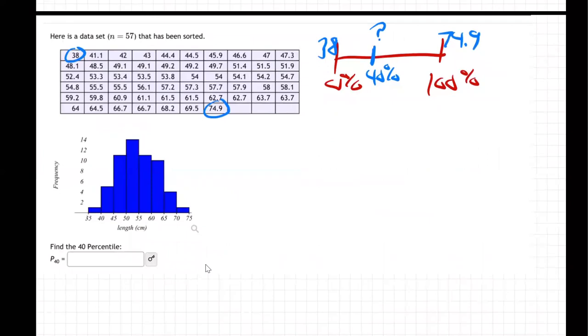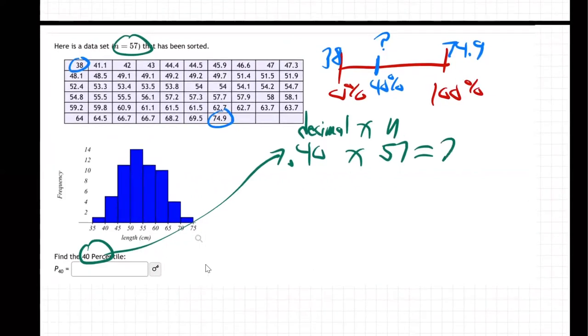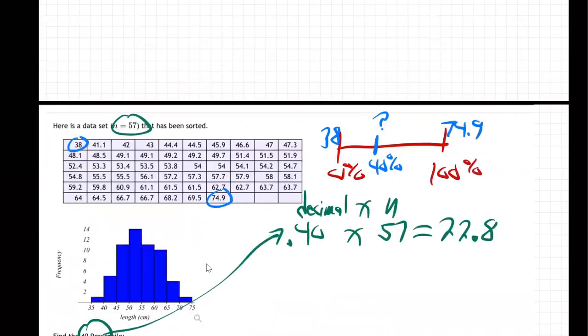So I'm going to take the 40th percentile. So I'll take 0.40, the decimal version, times n. And what is n? 57. All right, hit the buttons on your calculator. I'm grabbing my calculator right now. And I'm getting 22.8.